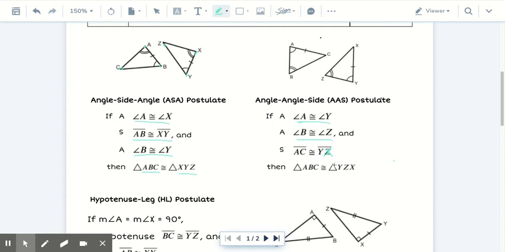All right, so because we have two angles and the non-included side congruent from one triangle to the other, then we can say that these two triangles are congruent. So we would have triangle ABC congruent to XZY. And that would be a valid congruent statement because it goes in the same order. Actually, oh, I read it wrong. Let me try that again.